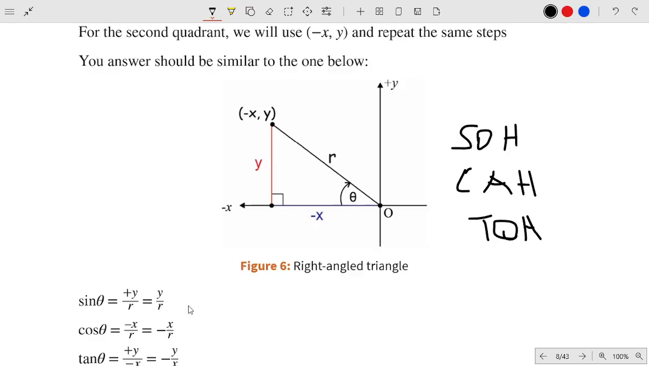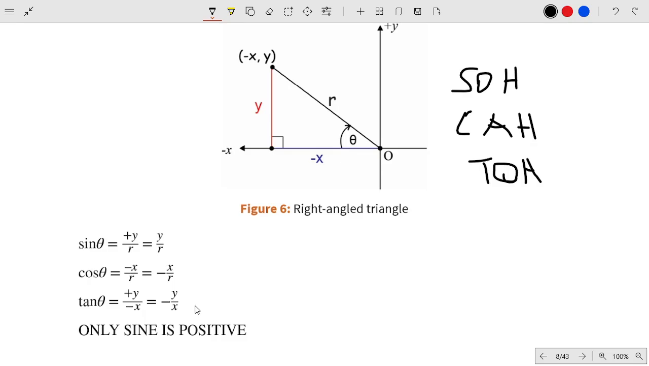Now let's go for cos. Now when we look at cos, we have adjacent on hypotenuse. So the adjacent side is negative x. Then hypotenuse is R. So we have negative x on R. This negative indicates that it is on the negative side of the x-axis. So in here we have cos being negative. So in the second quadrant, cos is negative.